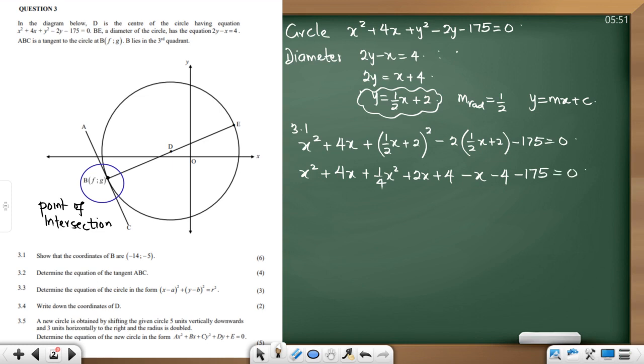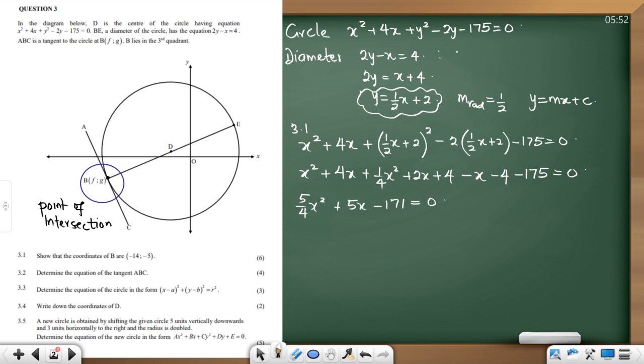Let's check our like terms. x squared plus 1 over 4 x squared gives 5 over 4 x squared; you can use your calculator there. Now the x terms, we've got three of them: 4x plus 2x is 6x, minus x gives positive 5x. Then we have 4 minus 175, which gives negative 171, equals 0.